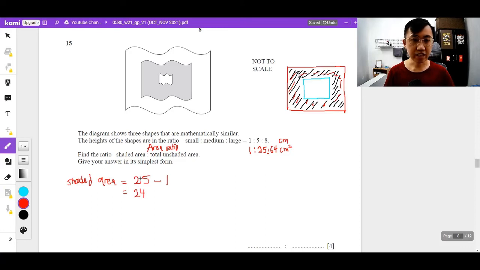Where do I get this? This is actually coming from 5 square just now. And where do I get this? This is actually from 1 square. Okay, so you show your working. We get 24.